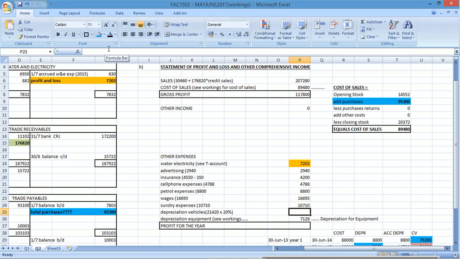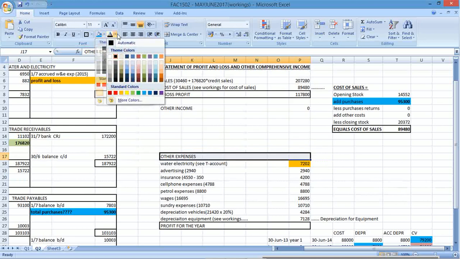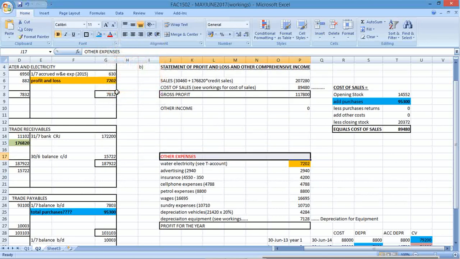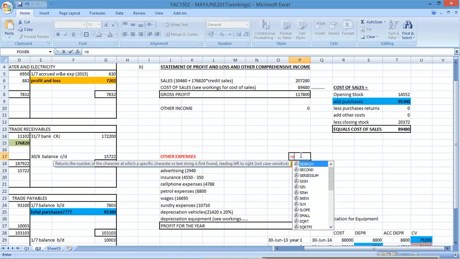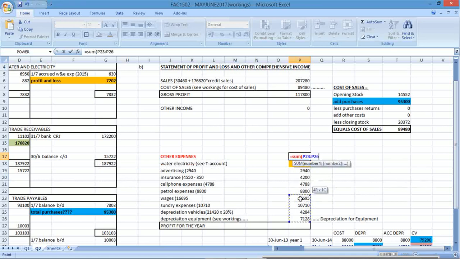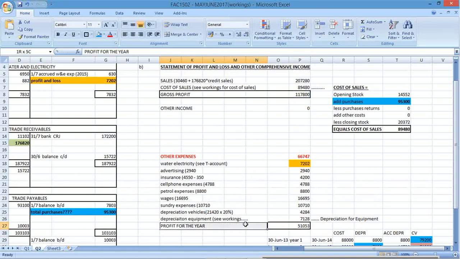This is a working. So 21,420 times 20% gives you that. Okay, so other expenses equals the sum of all of those expenses. Okay, so my profit for the year is the gross profit plus nothing minus something gives me that figure, profit for the year.